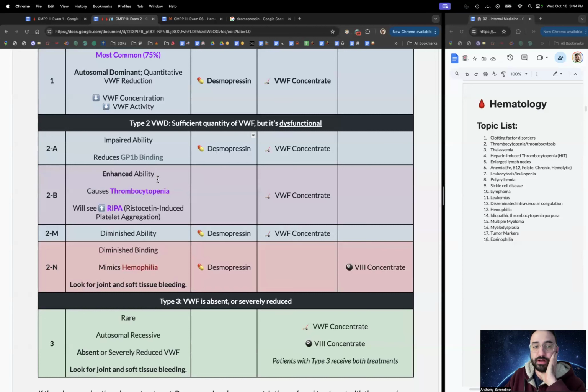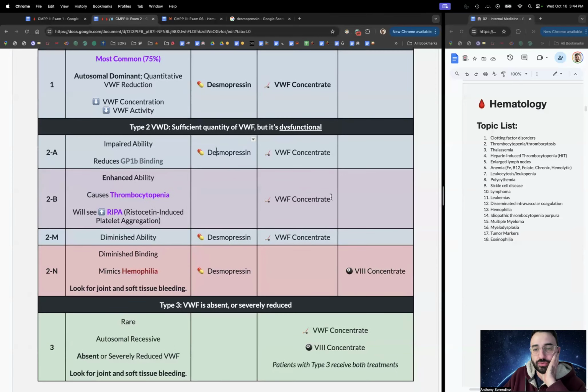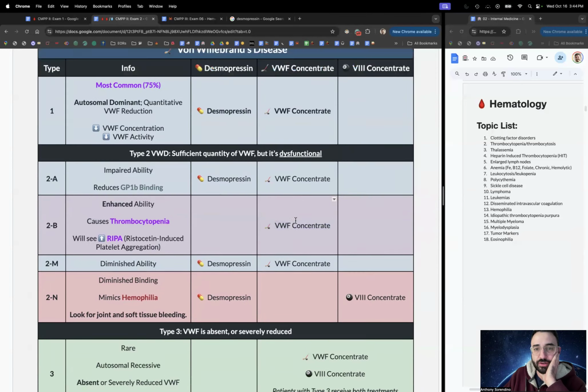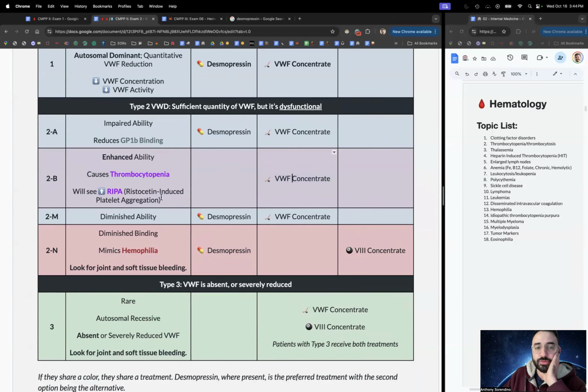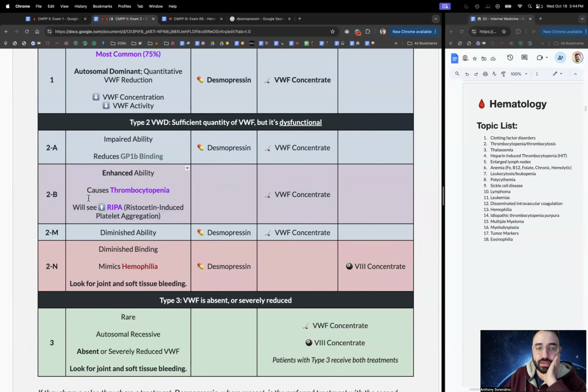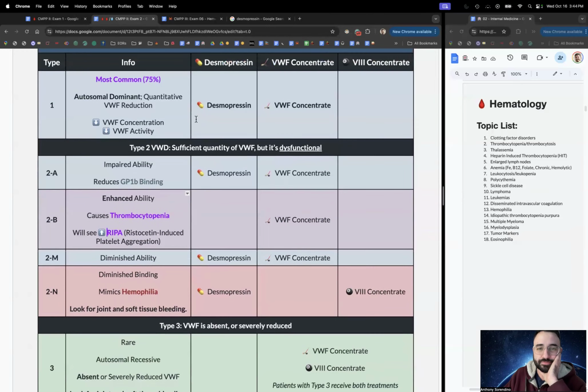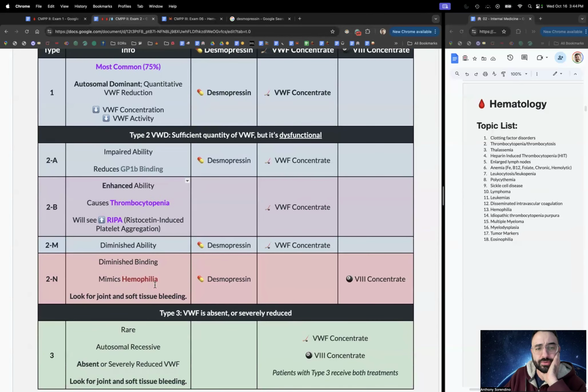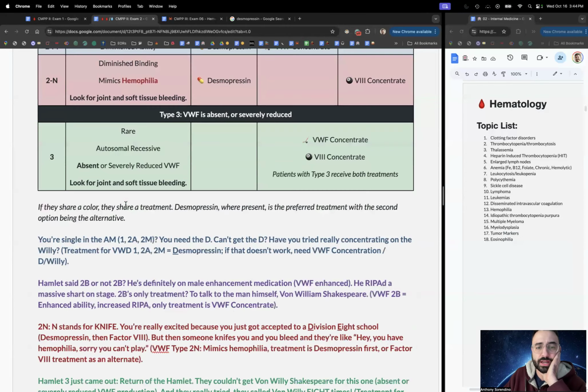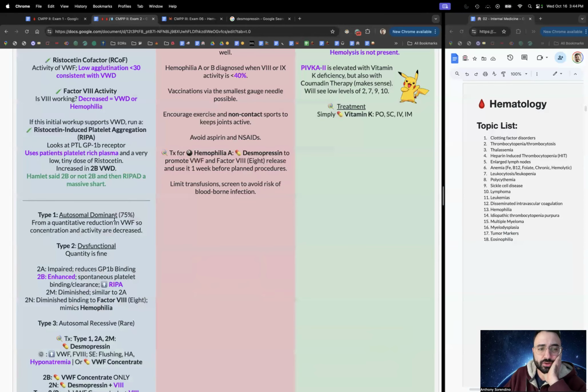2B, and I always think 2B or not to be, is the one that is just a little bit weird. It's the only one you're going to use just von Willebrand factor concentrate for. It's also the one that has ristocetin-induced platelet aggregation. So if there's a question asking what's increased RIPA, then it's going to be 2B. 2N mimics hemophilia, but I think just knowing type 1 versus 3 and knowing that RIPA has to do with 2B or not to be should be good enough.